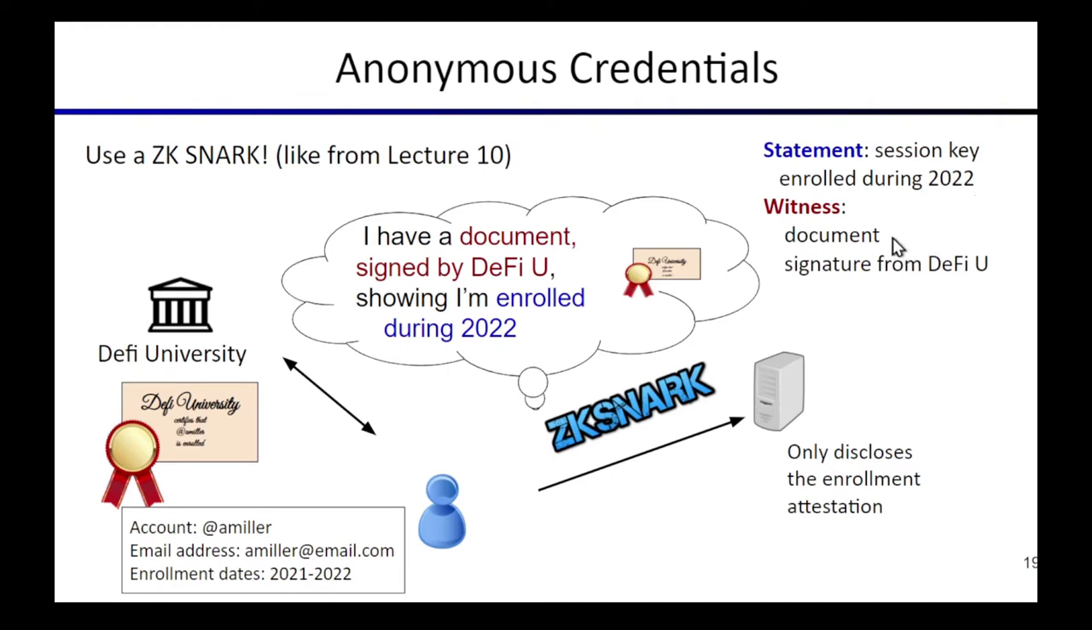The witness is all of the secret information that the zero knowledge proof or the ZK SNARK doesn't reveal, and it's marked in red. So basically my signed credential, which includes my email and my account identifier, all of that, and the signature from the DeFi University, those are all kept hidden. They're part of the witness, and in a zero knowledge proof, the zero knowledge means that it's not revealing any more information about the witness.